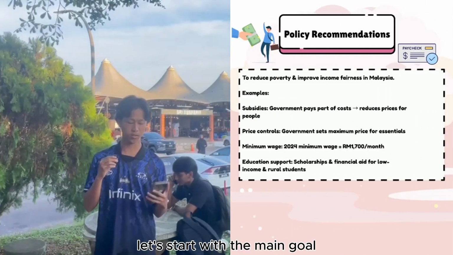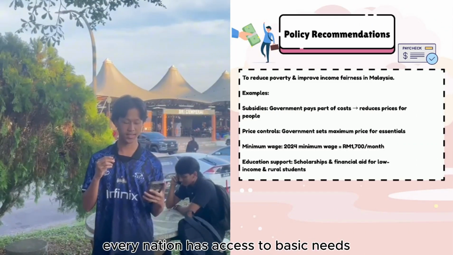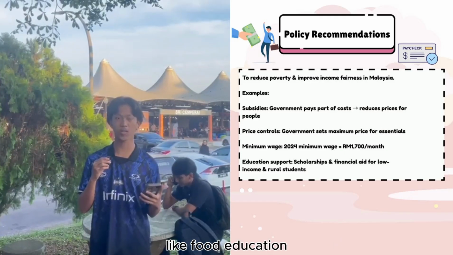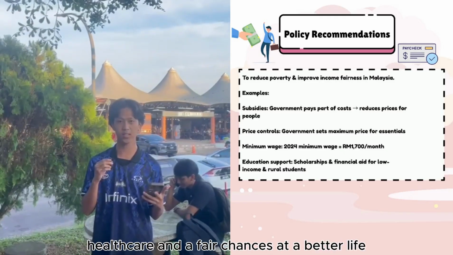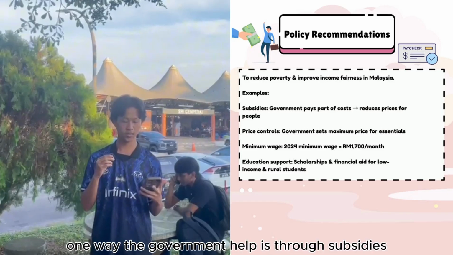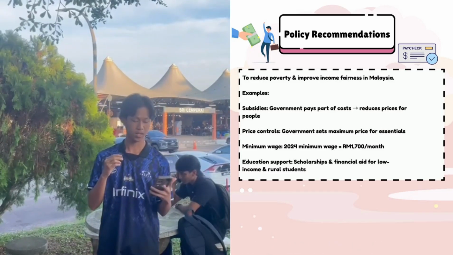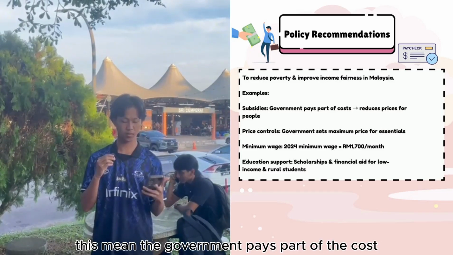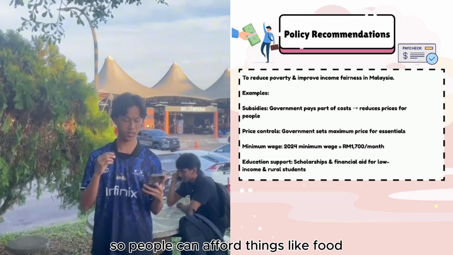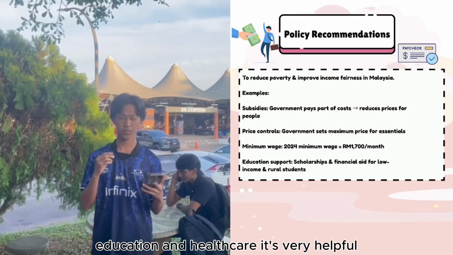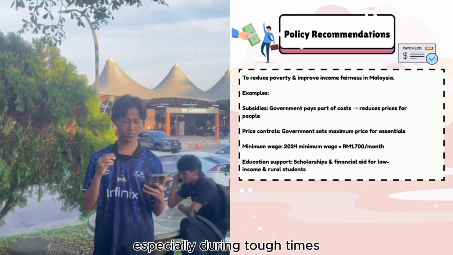Let's start with the main goal. We want to make sure every nation has access to basic needs like food, education, healthcare, and a fair chance at a better life. One way the government helps is through subsidies. This means the government pays part of the cost so people can afford things like fuel, education, and healthcare. It's very helpful, especially during tough times.